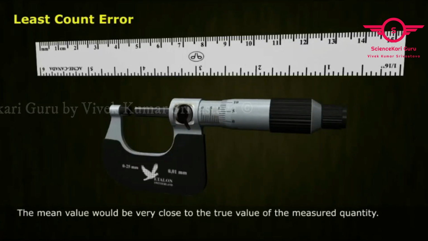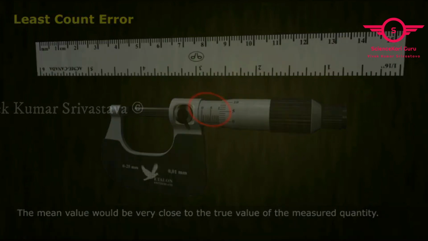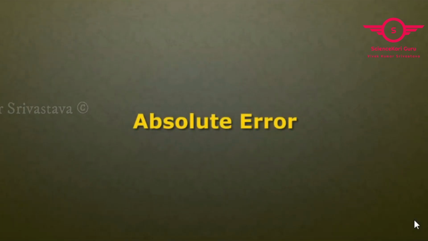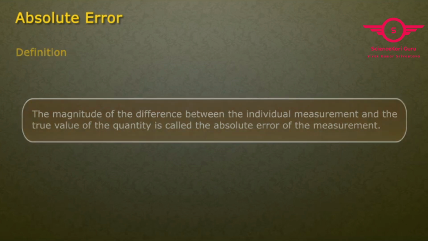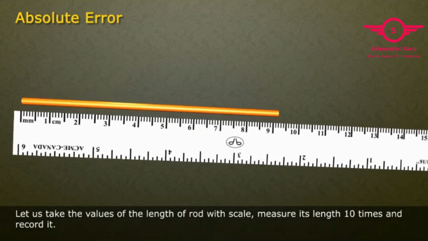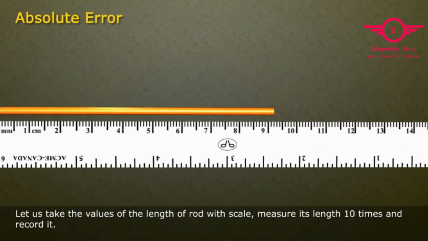The mean value would be very close to the true value of the measured quantity. Absolute error. In this module, we will discuss absolute error. The magnitude of the difference between the individual measurement and the true value of the quantity is called the absolute error of the measurement. Let us take the values of the length of a rod with a scale, measure its length 10 times and record it.